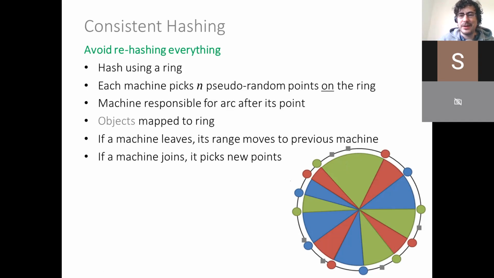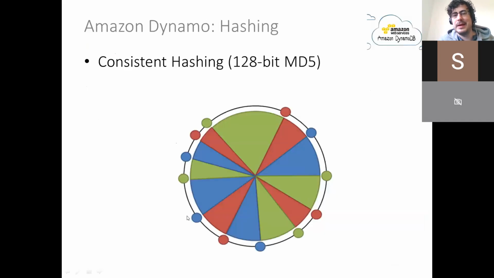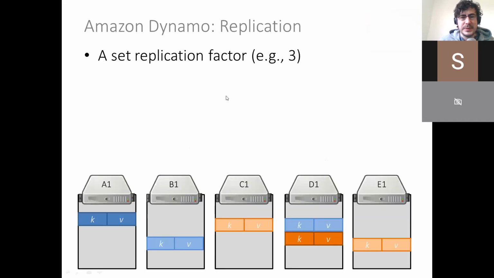We don't need to rehash everything. So we only need to move the points that are really necessary. And Amazon Dynamo uses this consistent hashing scheme based on 128-bit MD5 hashes, right? But essentially, what's most important is this concept of consistent hashing. So if you add a machine or remove a machine, you don't need to rehash everything, which is pretty sweet.